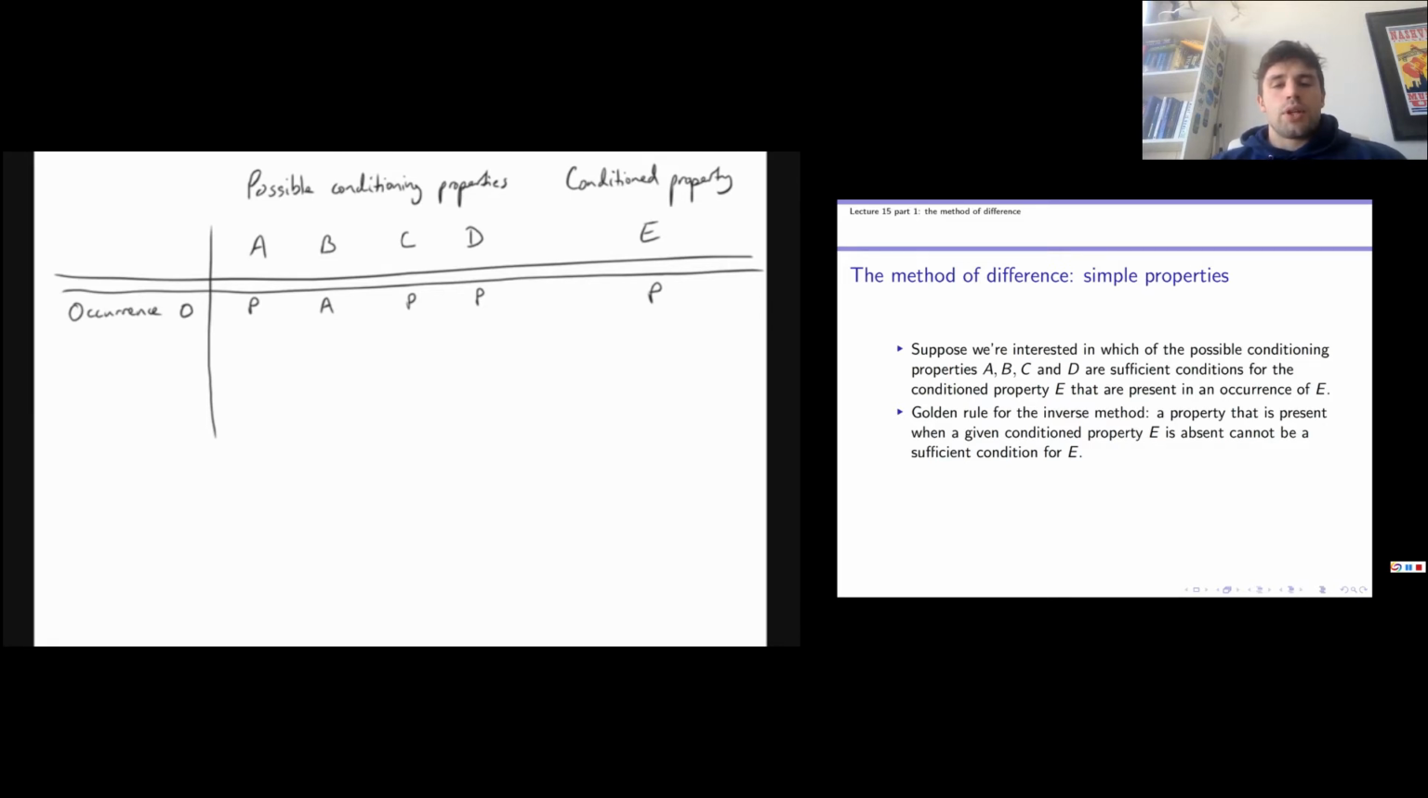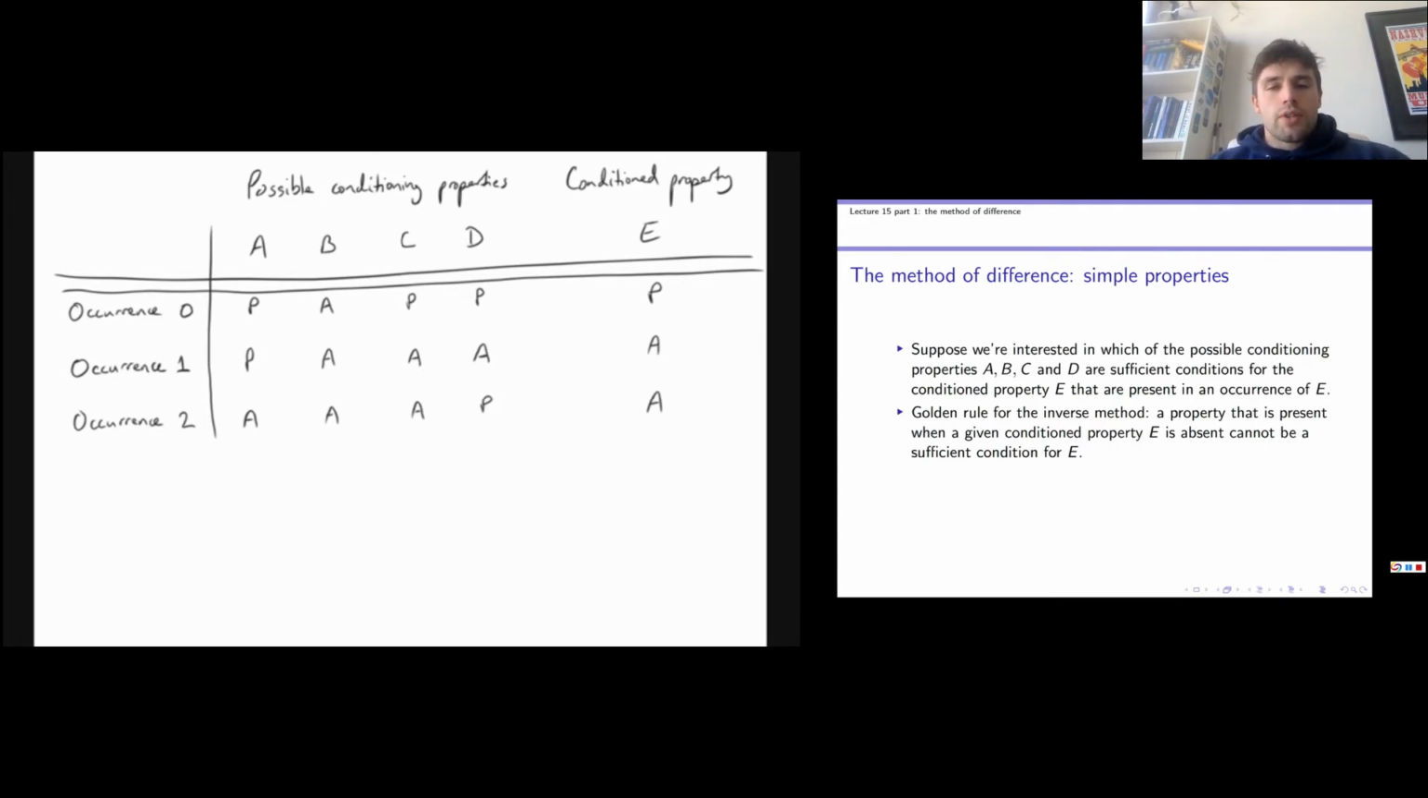So let's suppose we record the following two occurrences. Occurrence 1 in which A is present, B is absent, C is absent, D is absent, and E is absent too. And occurrence 2 in which A is absent, B is absent, C is absent, D is present, while E is absent. Now the method of difference can tell us something.